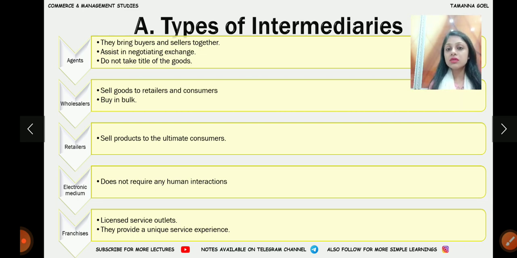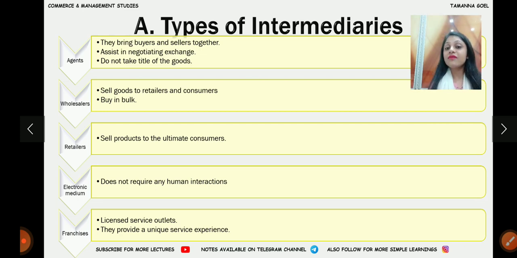On the other hand, wholesalers and retailers will buy the product from the producer. They will keep the product with them. They will bear the risk. They will take the title of the product and then they will sell it again. Wholesalers buy in bulk and give heavy discounts. Retailers buy in smaller quantities and charge higher prices.